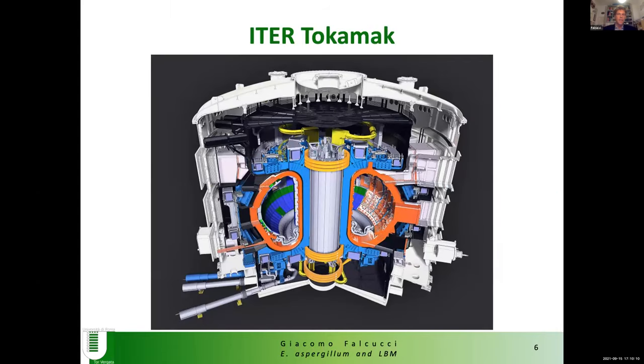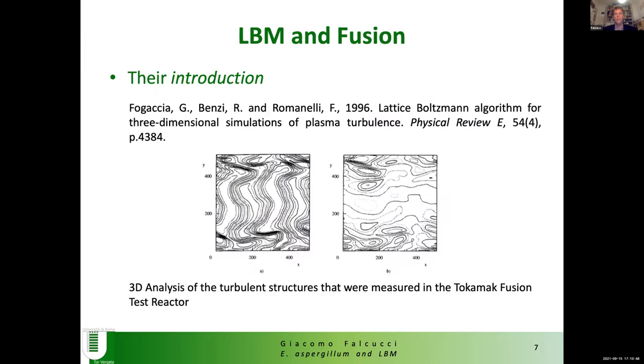This is the section of the ITER tokamak, the joint venture between 25 nations, from China to Europe, to India, to Russia and Korea and the United States, which is being built in the south of France, and it is expected to start up the first plasma in 2025. So we all are excited about this new facility. And this is a great opportunity, I believe, for the future of Europe and for the future of sustainable and green energy. So let's come back to LBM and nuclear fusion.